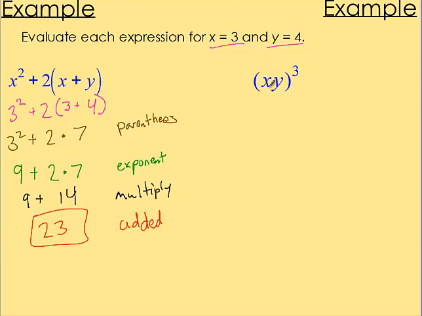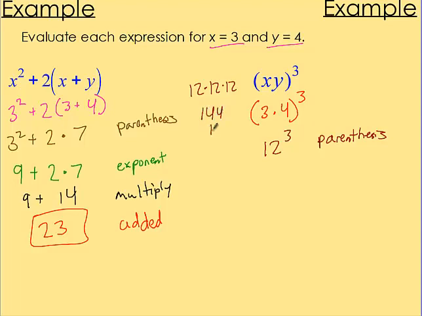Over on the right, plugging in 3 and 4, so you get 3 times 4 cubed. That's to the third power. So order of operations, inside the parentheses first. 3 times 4 is 12. So we have 12 cubed. So we did parentheses. Now your next step and last one is exponents. What's 12 to the third power? Well, that's 12 times 12 times 12. 12 times 12 is 144. That's from your times table.